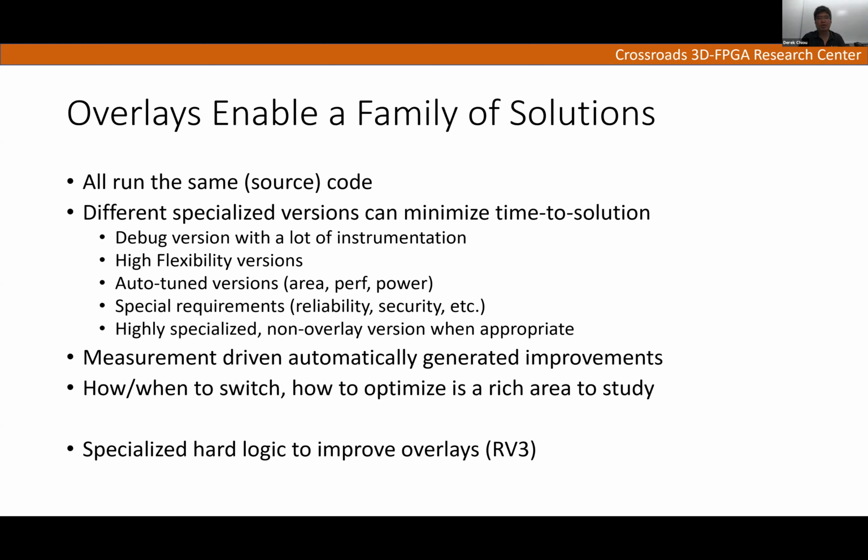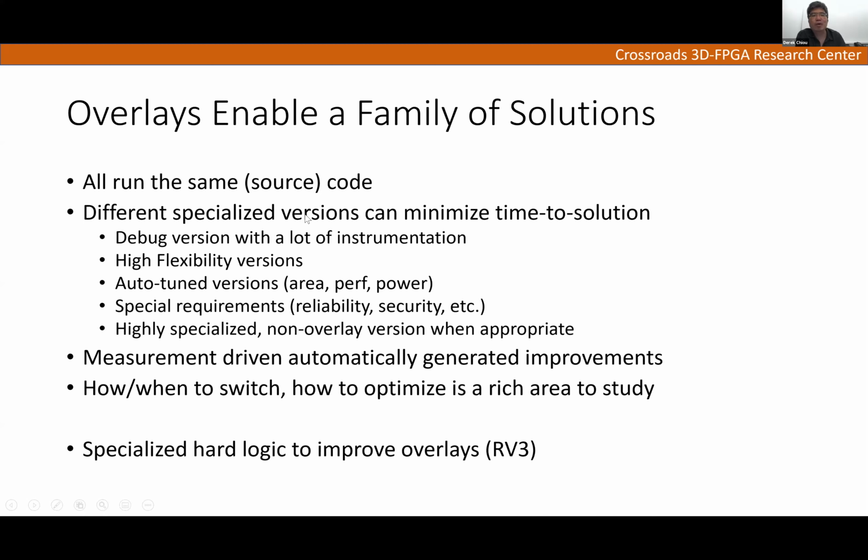Fundamentally, because it's so expensive to develop each one of the ASIC processors, I'm kind of limited. Here, we believe that we can actually build a family of solutions that can be run concurrently or in different phases, right? So all intended to run the same source code. We may have different instructions to be able to optimize more, right? But the intention is to all run the same source code. But different specialized versions can minimize time to solution.